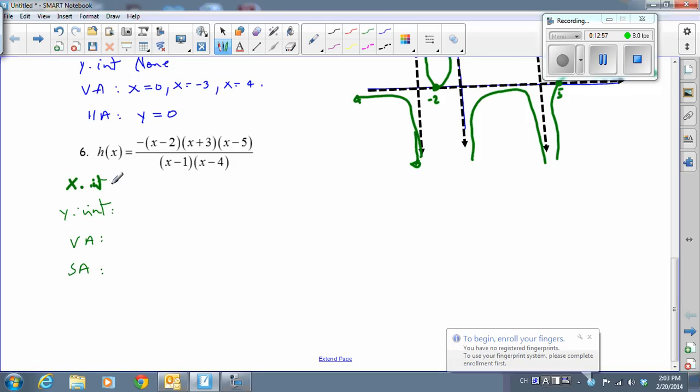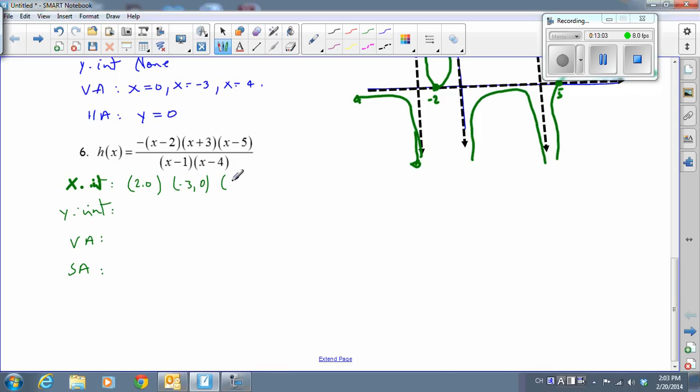Alright, for the x-intercepts, I have 2, 0, and -3, 0, and also 5, 0. For the y-intercept, if I cross multiply all the x's, you will end up with 0, negative 2 times 3 is 6, 5 times 6 is 30, over 5. 30 over 5, so it will be 15 over 2.